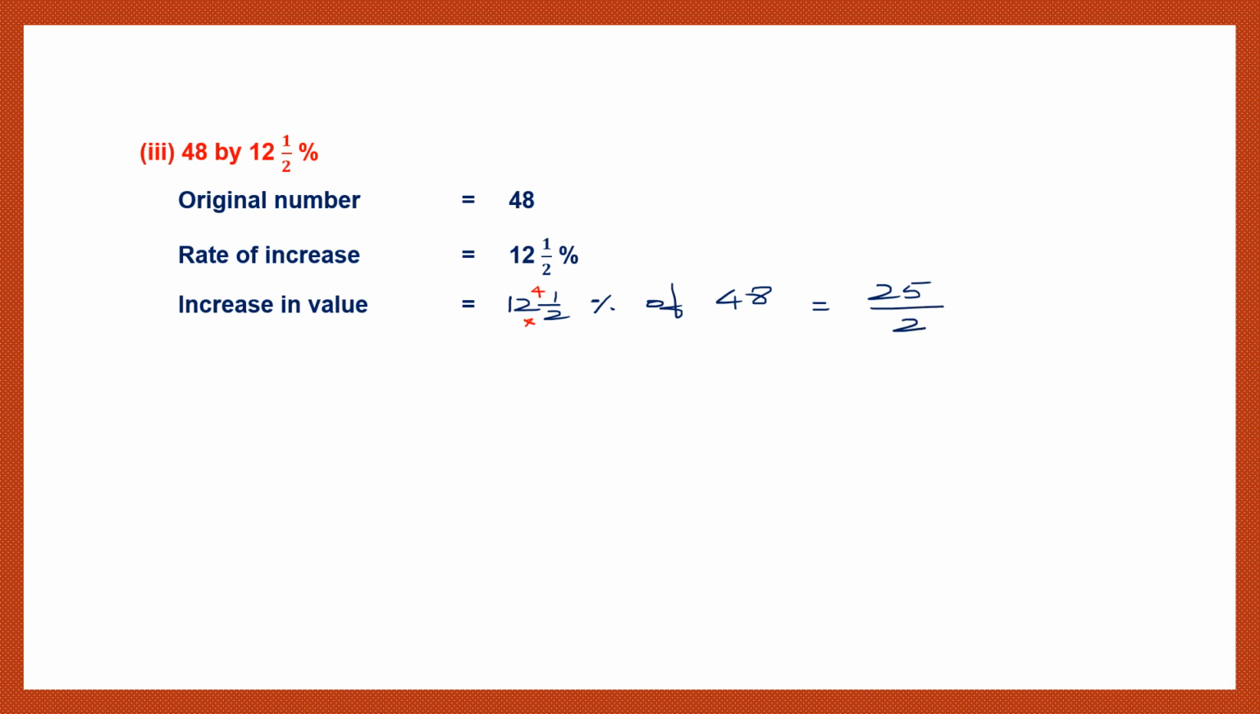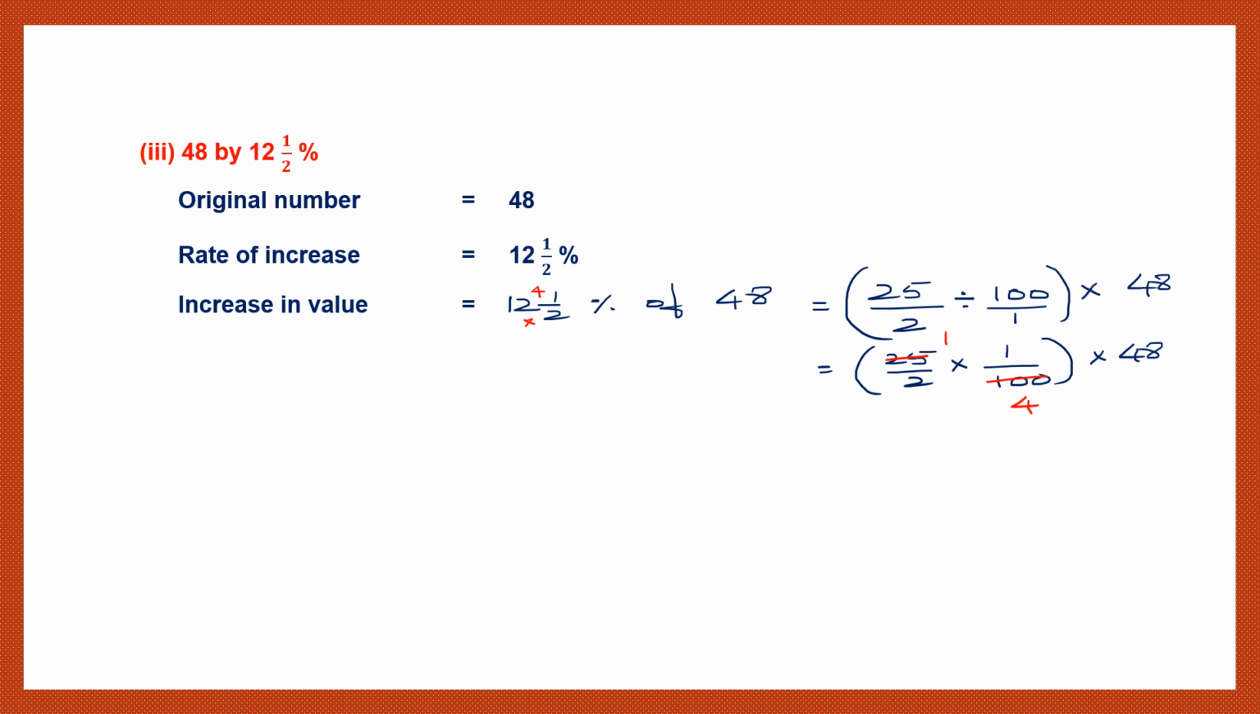Percent means by 100 or divided by 100. Since this is already a fraction, I'm going to put division this way, divided by 100. So let's put this within brackets. Of is into, and then we have 48. So here first let's work out what's given within brackets. So this will be 25 by 2. Division becomes multiplication. This is 100 by 1, which becomes 1 by 100 into 48. Now let's cancel. We can cancel 25 and 100. 25 ones are 25 and 25 fours are 100.